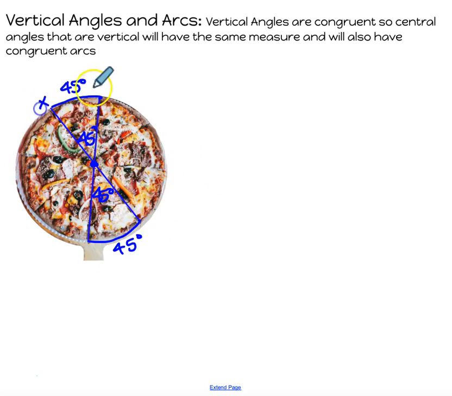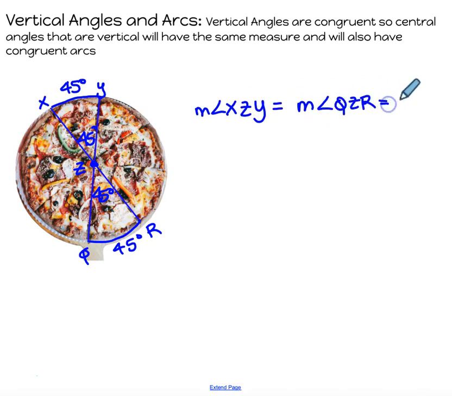So if I gave this arc a name, let's call it XY, let's call this point Z, and call this one QR. We could say that the measure of angle XZY equals the measure of angle QZR, right? They both equal 45 degrees because they're vertical angles, and vertical angles are congruent, but also those two pizzas have the same amount of crust, right? So arc XY, or the measure of arc XY, equals the measure of arc QR. Those both equal 45 degrees.